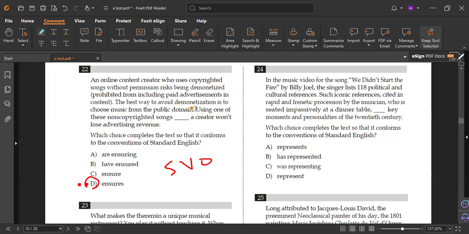Now we read the sentence only, this part from full stop to full stop. Now you have studied in grammar that to know the subject, ask yourself who did the action, who or what ensures, whatever. Using one of these sons ensures. So using is a gerund, and the gerund is the subject, and the gerund is singular, so we need a singular verb. You remember the rule of subject-verb agreement? If your subject is singular, your verb must be singular, right? So here it's singular.